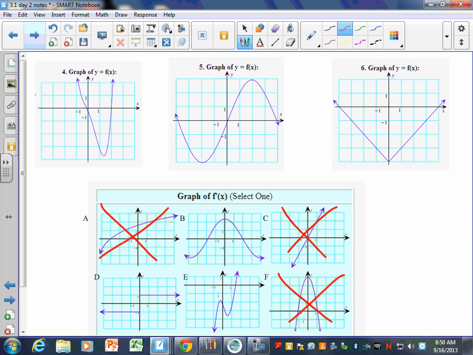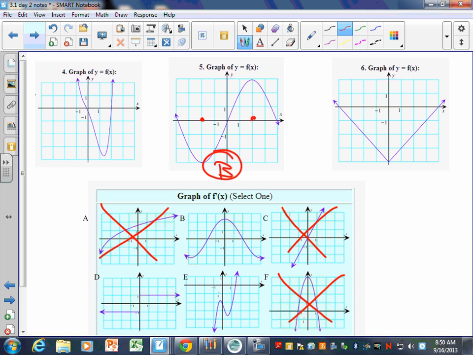I feel like 5 is an easy one for me because I can see these 2 turning points right here. So the only one left that has 2 zeros is B, but again, you can check decreasing, increasing, decreasing. So below, above, below. I think this one would be that B right there. Do you agree with that?